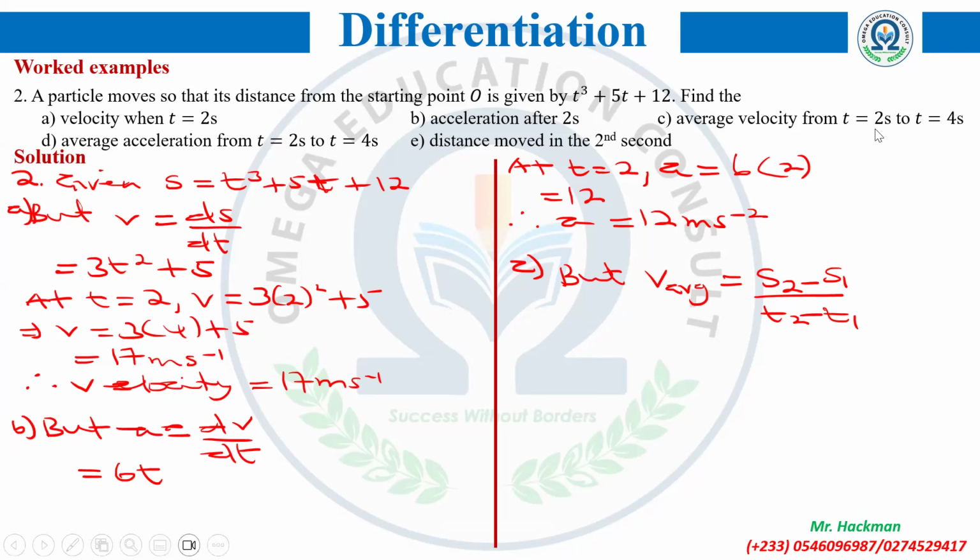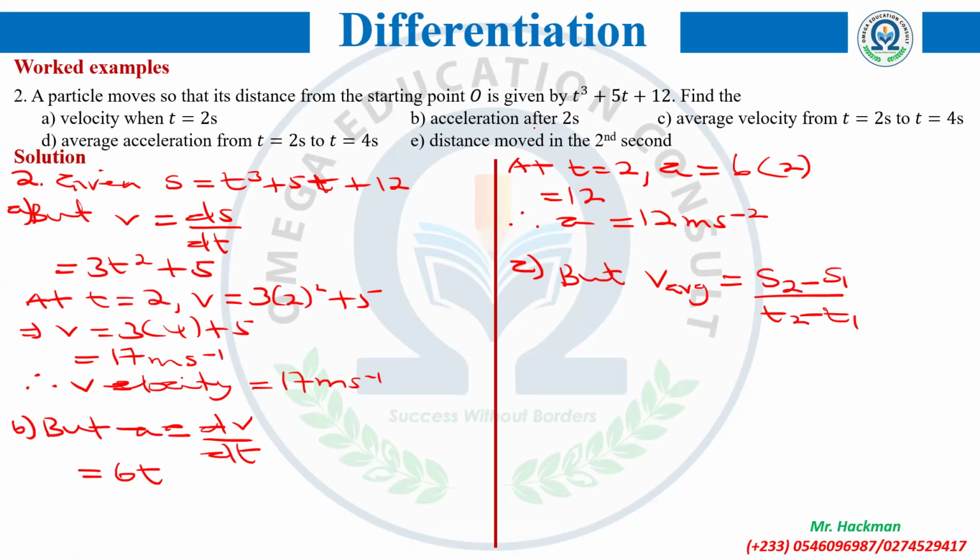So we use this T sub 1, which is the 2 seconds, to find what? Your S sub what? 1. And use the T sub 2, which is the 4 seconds, to find what? Your S sub what? Sub 2. So let's go and do that.